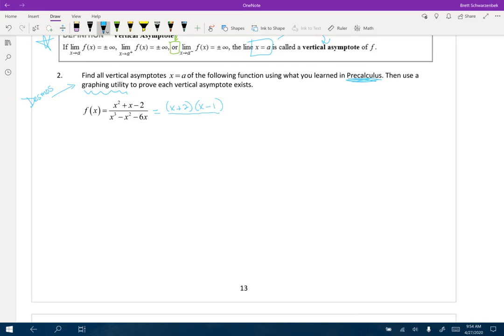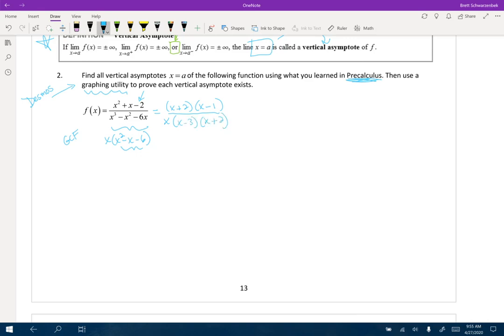We need values that multiply to get -2 that have a difference of +1. That's x plus 2, x minus 1. The denominator, worth noting, has a GCF in it. Now, always look for a GCF. If you try factoring what's there, then your algebra skills are probably struggling a little bit there. You need to factor out the x, and if you do that, then you can factor this. So you're looking for factors of -6 that have a difference of -1. That's going to be x minus 3 and x plus 2.